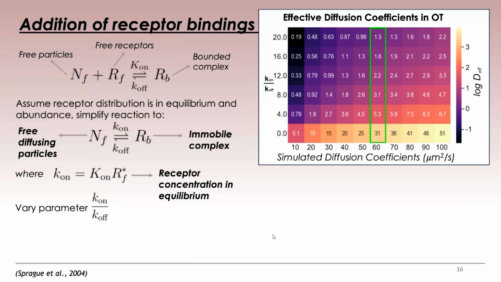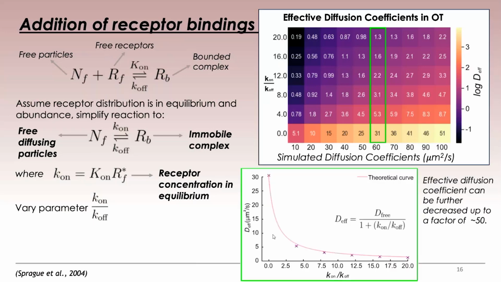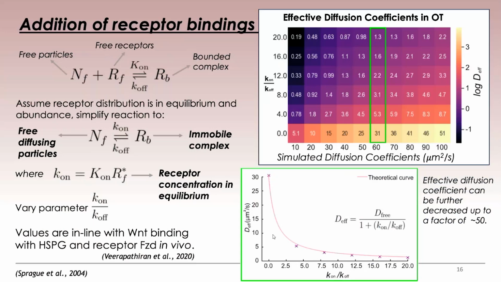Focusing on the diffusion coefficient 60, the decrease is a sort of logarithmic trend with the parameter k_on over k_off. And now the effective diffusion coefficient can be further decreased by up to a factor of 50 to 60. And these values have been shown to be in line with the Wnt binding in zebrafish with their receptors HSPG and another receptor, Frizzled, in vivo, that is quantified in this paper shown here.